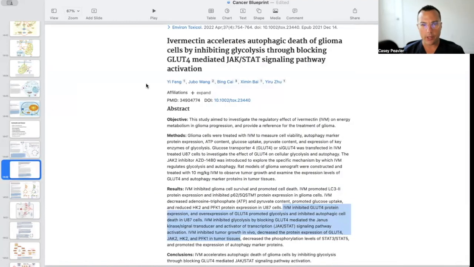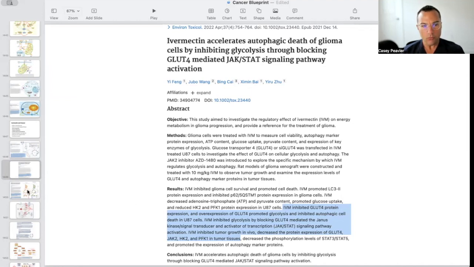Now, the next paper we're going to talk about is from April of 2022, and it says ivermectin accelerates autophagic death of glioma cells by inhibiting glycolysis through blocking GLUT4-mediated JAK-STAT signaling pathway activation. And it says here that ivermectin inhibited GLUT4 protein expression, and overexpression of GLUT4 promoted glycolysis and inhibited autophagic cell death in these U87 cells. Ivermectin inhibited glycolysis by blocking GLUT4-mediated Janus kinase signal transducer and activator of transcription, JAK-STAT, signaling pathway activation. Ivermectin inhibited tumor growth in vivo, decreasing the protein expression of GLUT4, JAK2, hexokinase 2, and PFK1 in tumor tissues.